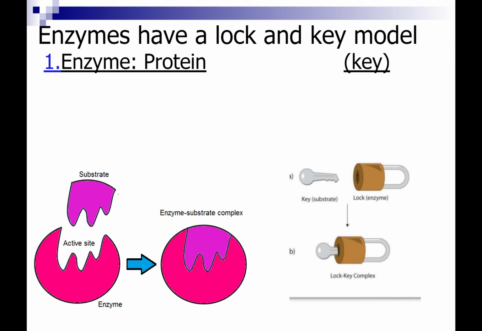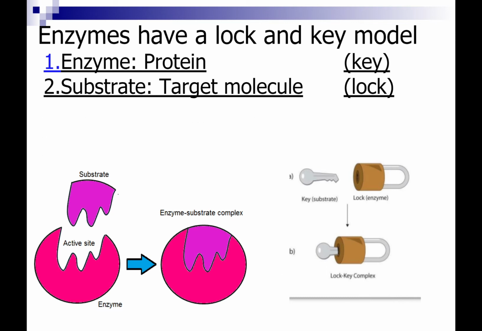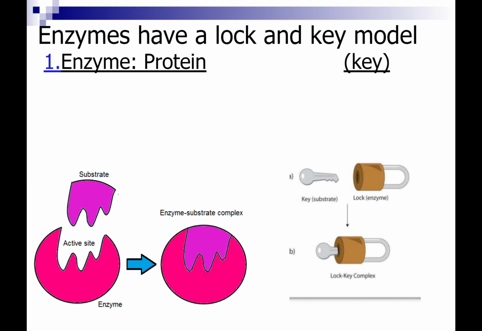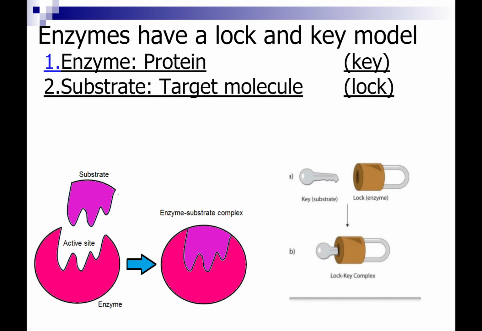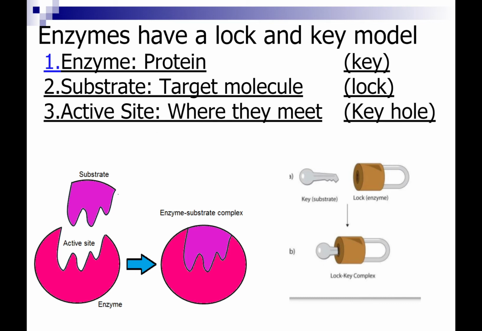They are meant to fit somewhere specific, and we can use them to either put things together or break things, right? Number 2, the substrate is just like the lock. It's a target molecule. So the enzyme will connect with the substrate, and the substrate will either break away or get put together. Number 3, the active site. The active site is where the enzyme and the substrate meet. In our analogy here, it's like the keyhole.